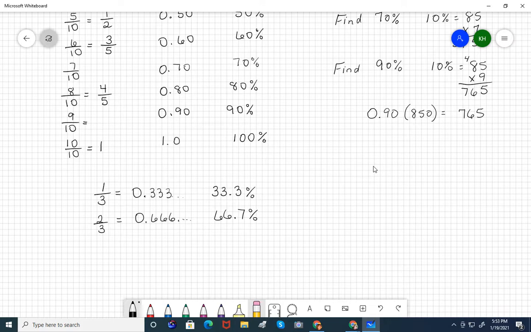I also would recommend that you know that 1/4 is 0.25 or 25%. 1/2 is 0.50 or 50%. And 3/4 is 0.75 or 75%.